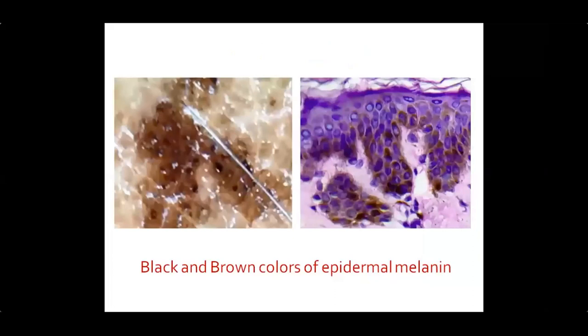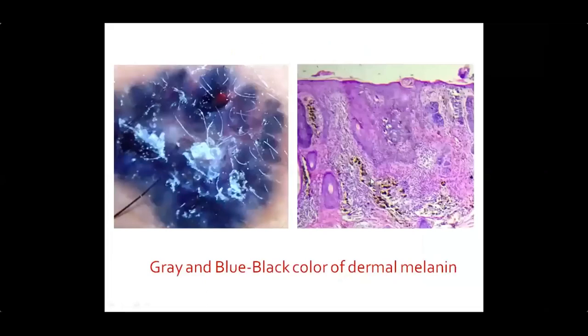So this is an example of black and brown colors of epidermal melanin. As you can see, there are black dots which correspond to the melanin in the stratum corneum here, and the brown color is corresponding to the melanin in the basal layer. So these are the blue and gray colors of melanin. When present in the papillary dermis, melanin gives these grayish areas, and the blue-black areas correspond to the melanin in the deep reticular dermis.